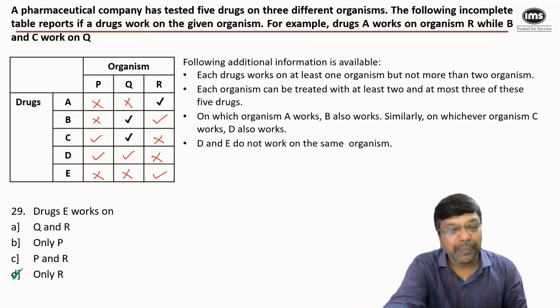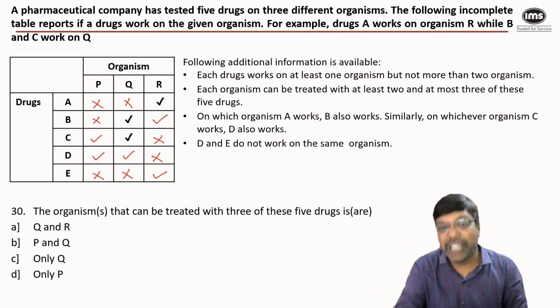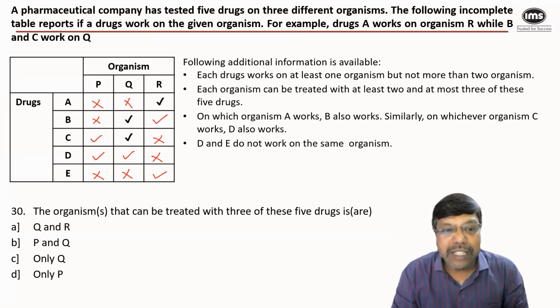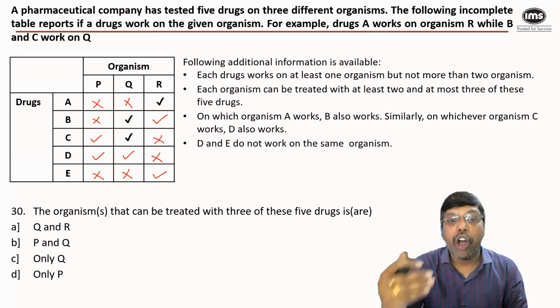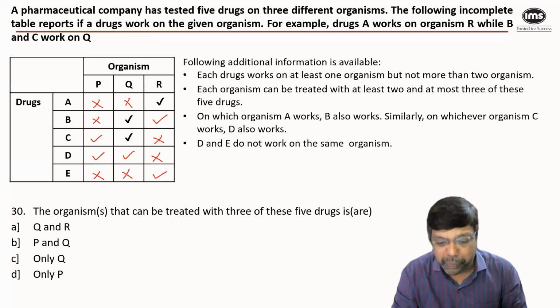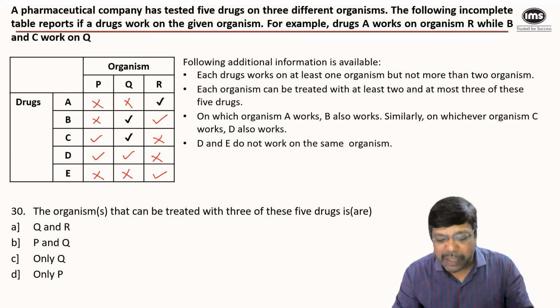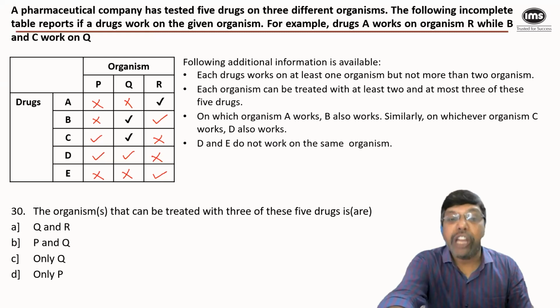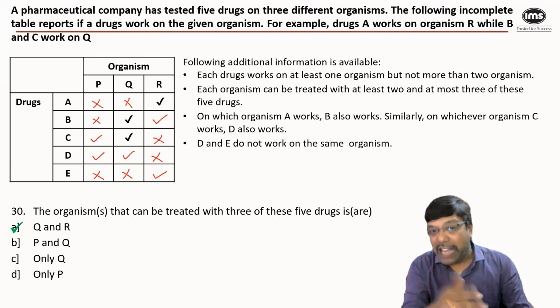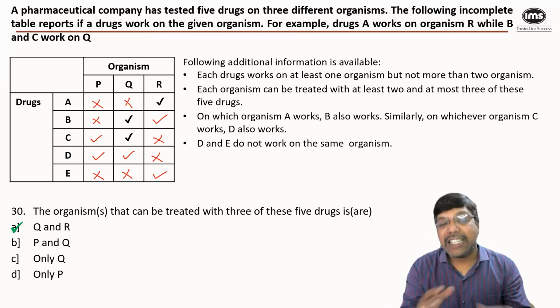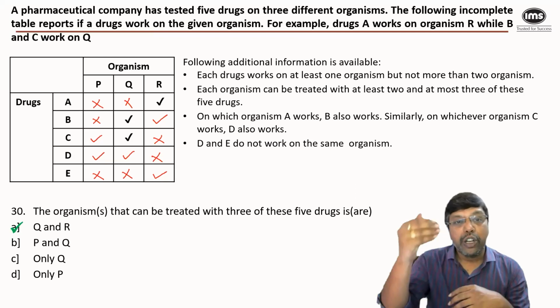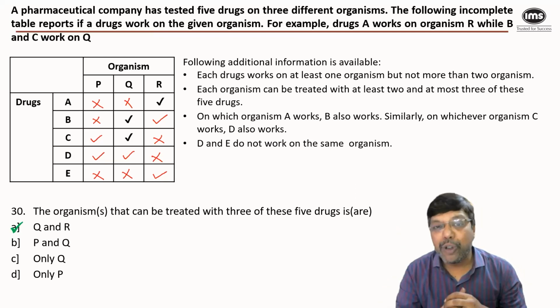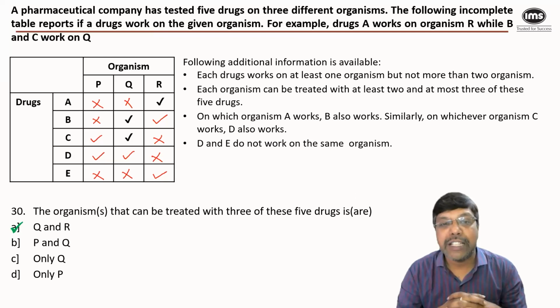Answer option D. And the 5th question, the 30th question, the organisms that can be treated with 3 of these 5 drugs is R. Now, I have 2 organisms, both Q and R. R can be treated by 3 of the 5 drugs given. Hence, answer option A. Now, as you might have noticed, it has taken a couple of minutes for us to fill up the table. But once we are able to do it correctly, answering all the 5 questions under that, we have not taken more than a minute.